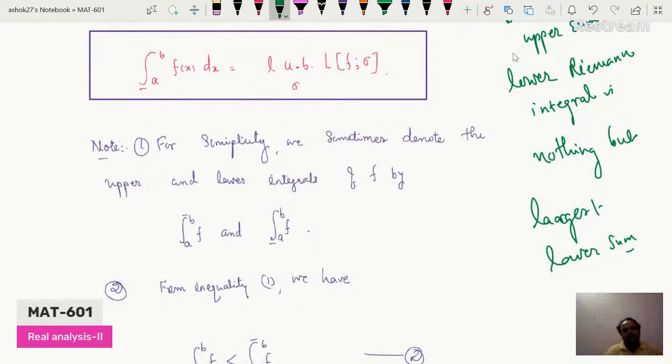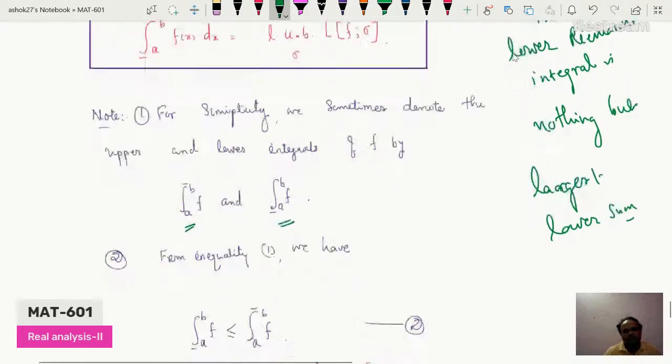So note here, for simplicity, we sometimes denote the upper and lower integrals of f by this notation. We just write the integration from a to b of f, with a horizontal line on the upper part of the integration sign for the upper integral, and a horizontal line at the lower part for the lower integral. So instead of writing f(x) dx, we write just the integration from a to b of f.